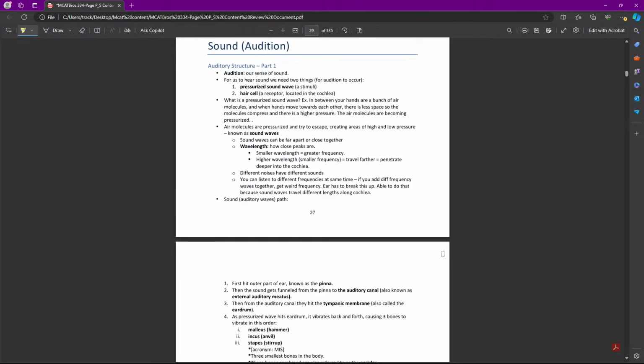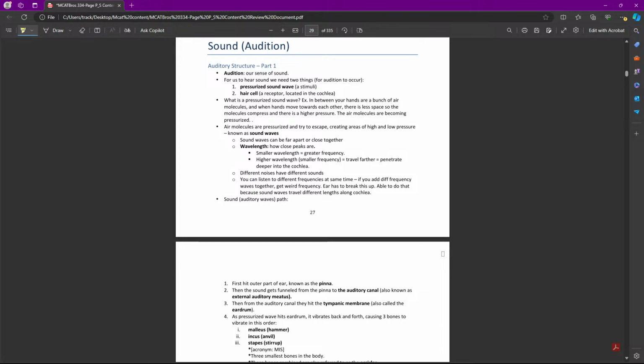For example, in between your hands are a bunch of air molecules. When the hands move towards each other, there is less space so the molecules compress and there's higher pressure. The air molecules are becoming pressurized. So basically clapping your hands around air. Air molecules are pressured and try to escape, creating areas of high and low pressure known as sound waves.